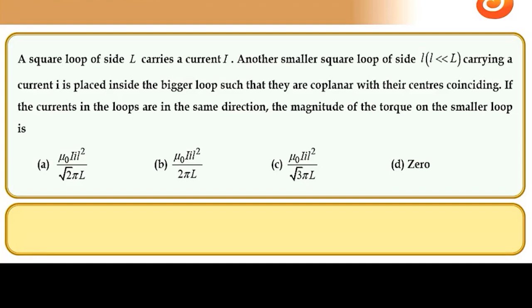A square loop of side L carries a current I. Another smaller square loop of side l, which is much smaller than L, carrying a current I, is placed inside the bigger loop such that they are coplanar with their centers coinciding. If the currents in the loops are the same in direction, the magnitude of the torque on the smaller loop is?